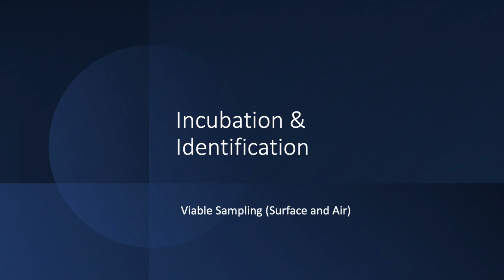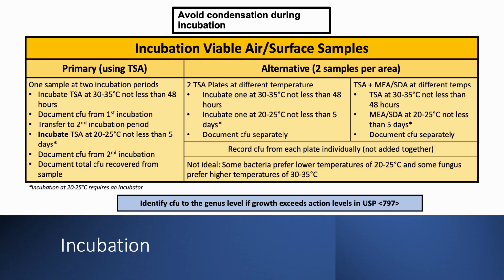Once we've conducted air and surface sampling, it now comes time to incubate and identify our samples. When it comes to incubation of samples, we really have 3 different ways we can incubate. But we're really going to focus on what I listed here as the primary way, or the one using TSA. Just note, there are 2 alternative ways you can do sampling that require 2 different plates per one surface area. But really, we're going to focus on the primary way because it's probably a little bit more efficacious. But just note that the other 2 do exist. You can come back to this slide and look at it yourself if you'd like to study up on it.